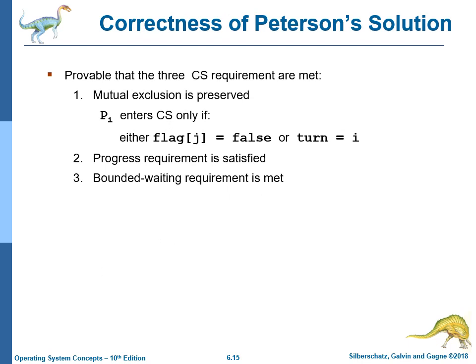Peterson's solution provides the three requirements, meeting the critical section requirements. First, mutual exclusion is preserved, where a process enters the critical section only if flag[j] is false or turn equals i. The progress requirement is satisfied, and the bounded waiting requirement is also met.